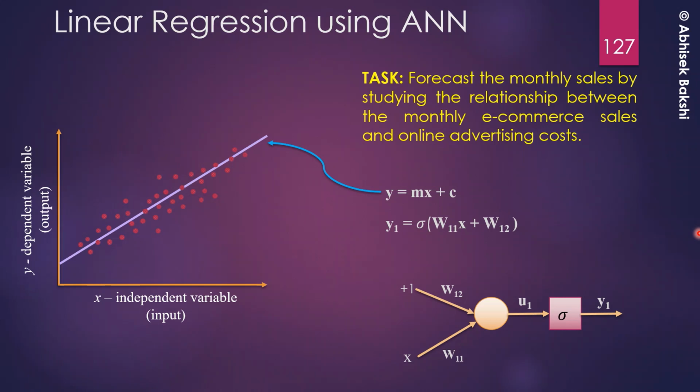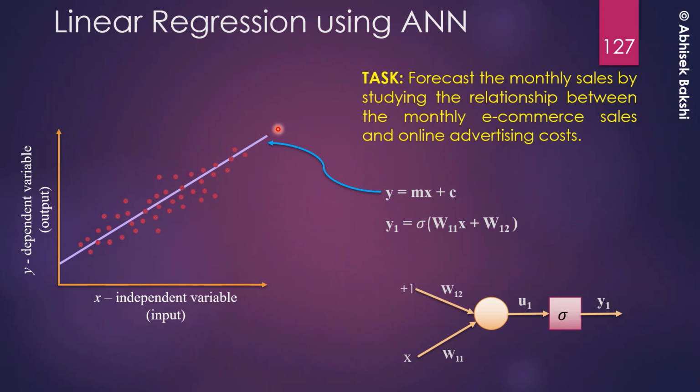As an example, a very simple task is given: forecast the monthly sales by studying the relationship between monthly e-commerce sales and online advertising cost. Naturally, the advertising cost will be the input and the output will be the monthly sale, right? And you already have an idea what a linear regression curve looks like. It looks something like this, where I have to find the equation of this curve. What is this equation in general? We say y equal to mx plus c.